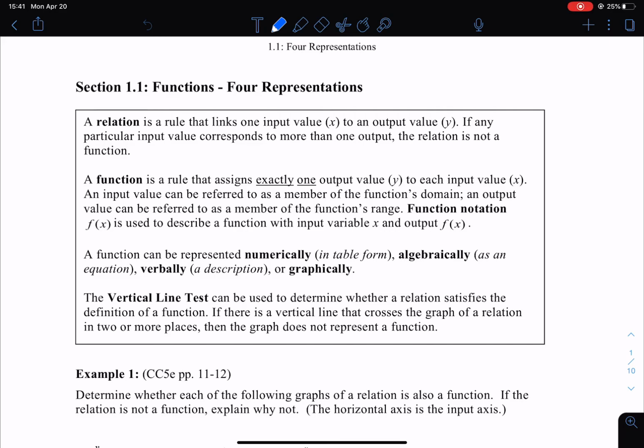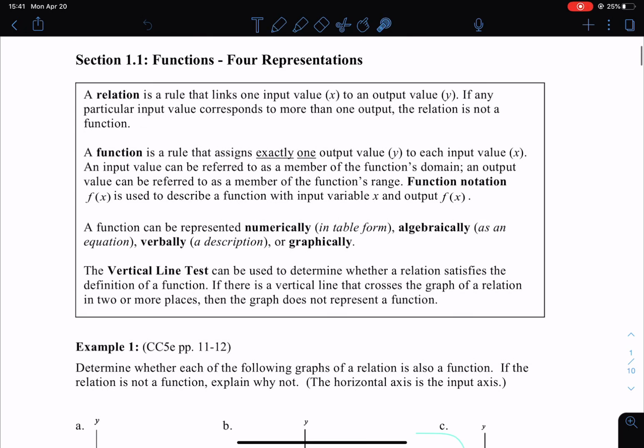Hello everyone. This video is about the review section of chapter 1. So first, let's review it section by section. Section 1.1, functions for representations. In this section, first it shows you what a relation is, and the key part is about the function.